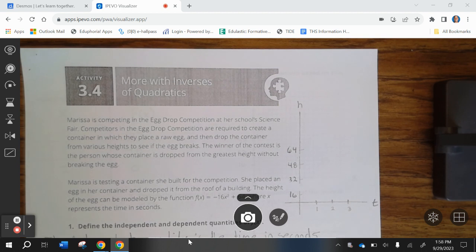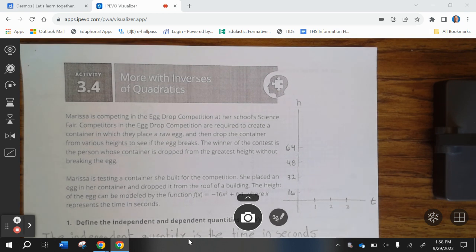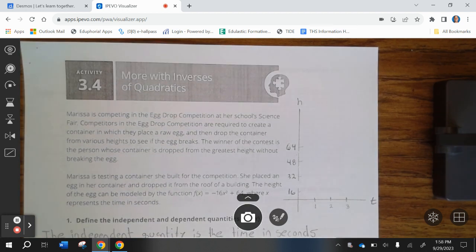Activity 3.4, more with inverses of quadratics. Students are competing in an egg drop competition at a school science fair. Contestants are required to create a container in which they place a raw egg and then drop the container from various heights to see if the eggs break. The winner of the contest is the person whose container and dropped it from the roof of a building.